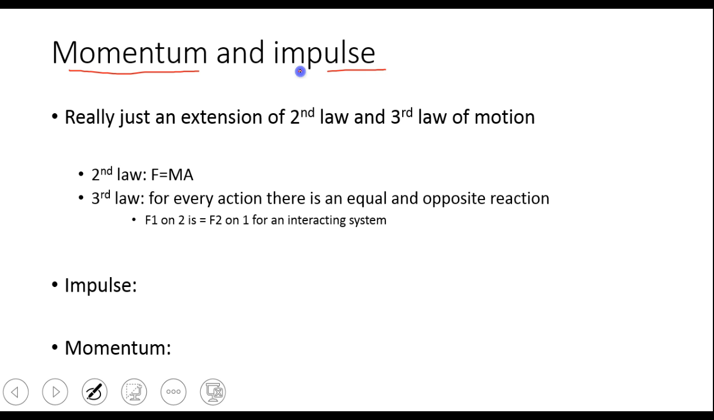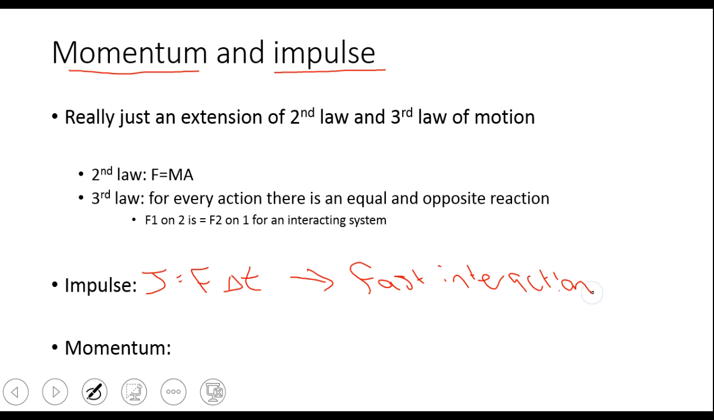We talked about these two things, momentum and impulse. Impulse is represented by the symbol J, and it's equal to the average force over the change in time. This is often in very fast interactions, like kicking a soccer ball or hitting a baseball. Then we came up with the idea of momentum, which is a combination of mass and velocity. The momentum, P, of an object is equal to its mass times its velocity, with mass in kilograms and velocity in meters per second.